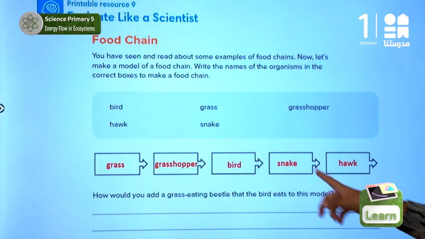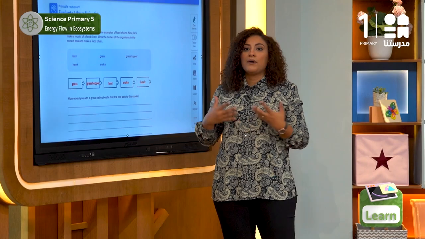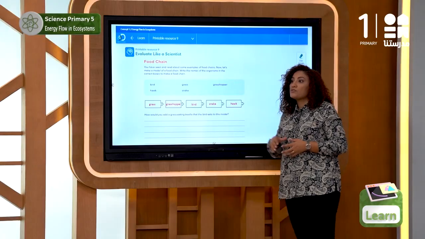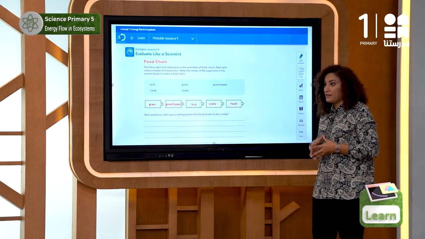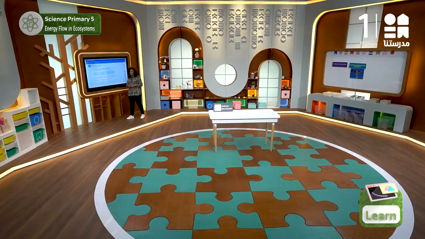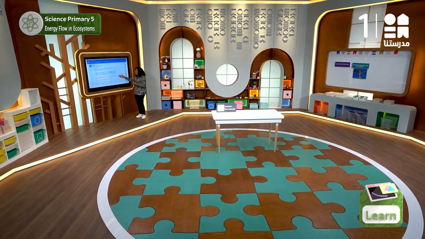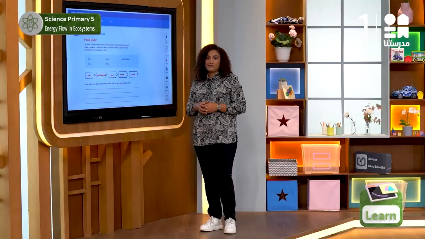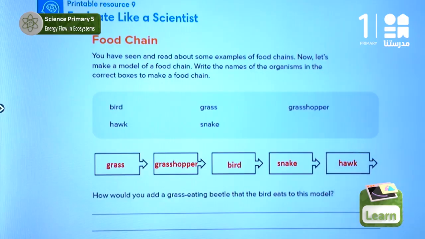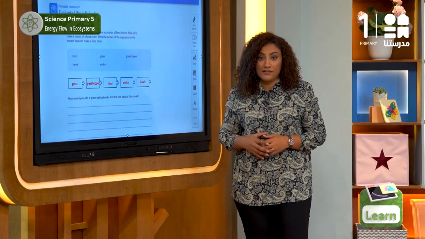First, the bird eats the grasshopper. The bird is a predator. But then the snake eats the bird. So the bird here now becomes a prey. After that, the hawk eats the snake. So now the snake becomes a prey after being a predator.